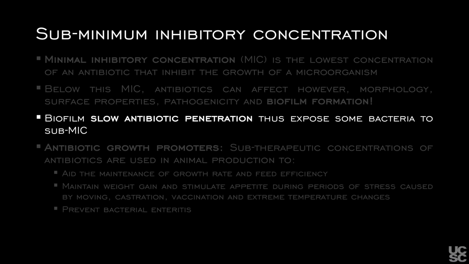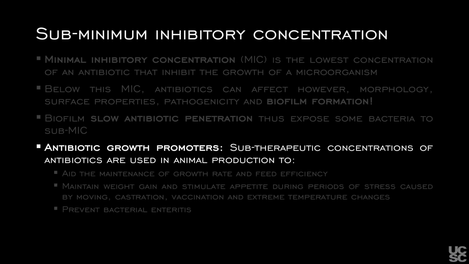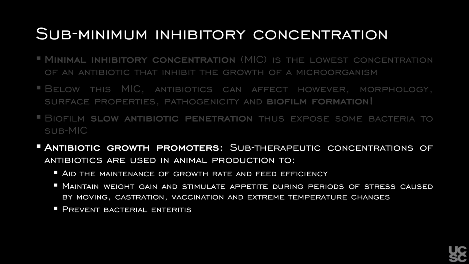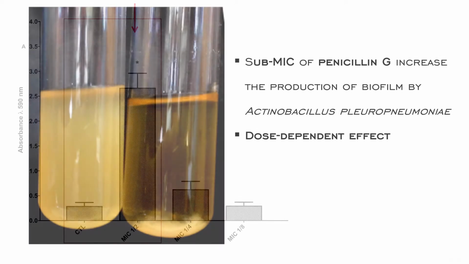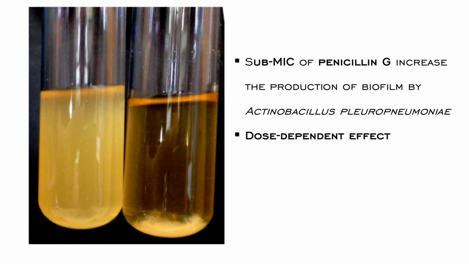In addition, in some countries, antibiotics are used as growth promoters in animal production for many reasons, such as maintaining the weight gain and feed efficiency, and usually they are given in low doses. During my Ph.D., I worked with Actinobacillus pleuropneumoniae, a pig pathogen, and penicillin G, which is an antibiotic that is used as growth promoter for swine production. And surprisingly, we have found that sub-MIC of penicillin G can increase the production of biofilm by Actinobacillus pleuropneumoniae, a biofilm that actually helps bacteria to survive the antimicrobials and to persist in the lung.